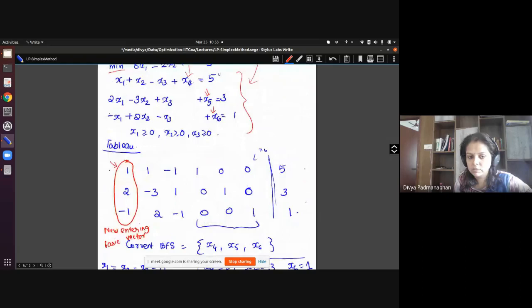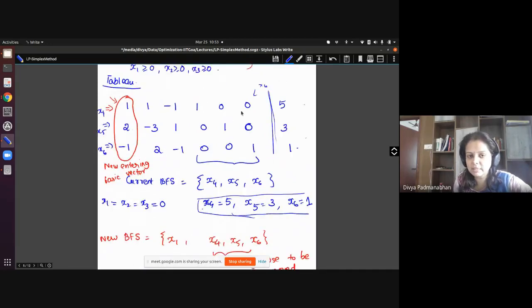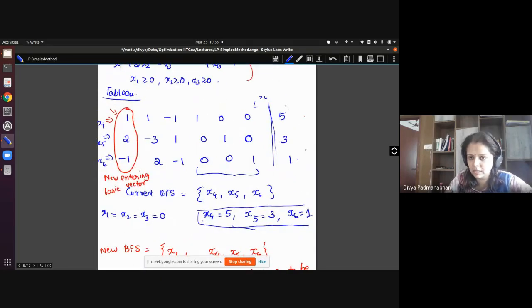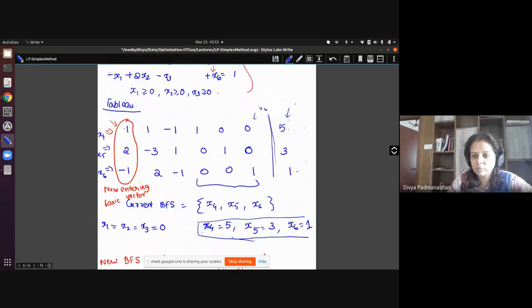Again, this one at the moment corresponds to x4, this corresponds to x5 and this row corresponds to x6. So now let us compute these ratios. The ratio is this value, the last column. You need to take the ratio with the column which is entering. So this is going to be y10 and this is y20 and this is y30. And I need to take the ratio with this one.